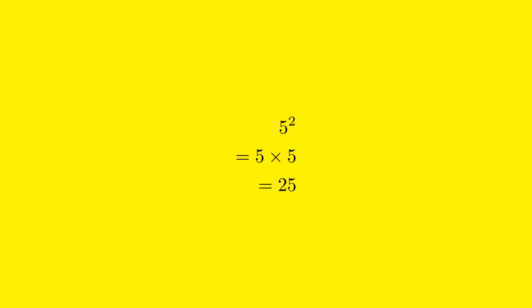This is our first step in simplifying the expression. We have now rephrased the problem from an exponent form into a multiplication form, which makes it easier to understand and solve. The next step will be to perform the multiplication operation to obtain the final simplified result.